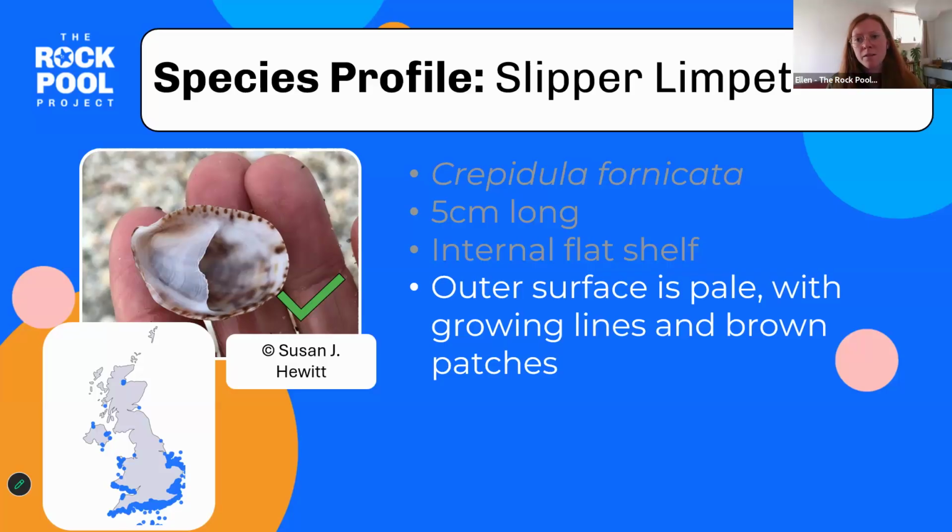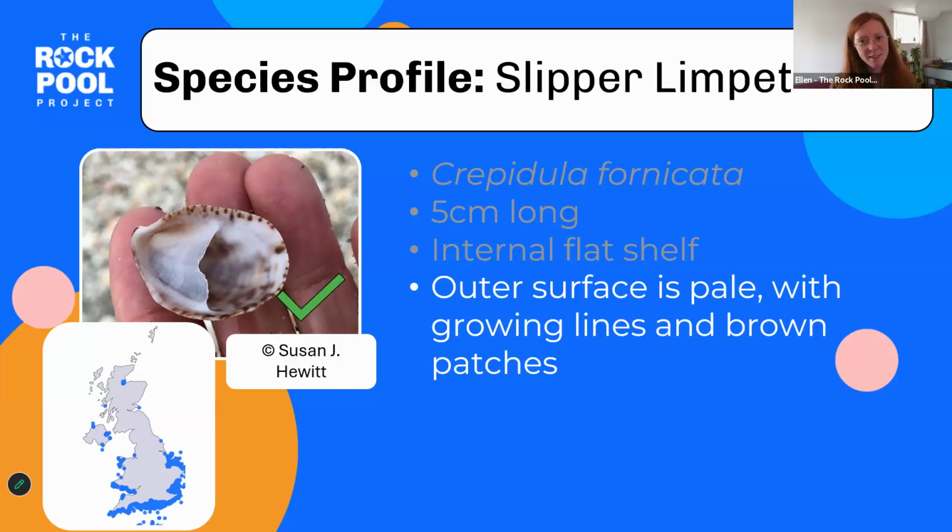So Phoenix has asked, should we record dead individuals and empty shells or just live individuals? Great question. You can record dead individuals and empty shells. What you should do once you've recorded it, I think you'll have to go to your account on iNaturalist afterwards, but you can actually tick it to say that it's dead, and that's quite helpful further down the line. But it will still count to your points as well, so you can record dead individuals and empty shells.